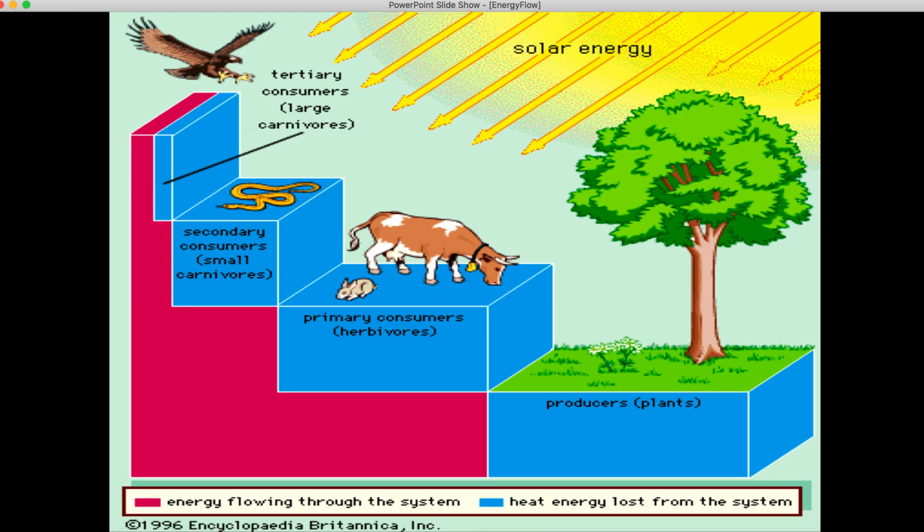Okay, so think about this in terms of numbers. Which one has the most? Well, we obviously know that there's more producers, the plants, and then there's fewer primary consumers when compared to the plants, and then there's fewer secondary consumers when compared to the primary consumers, and then fewer at the next level. Why is that the case? Because there's not as much energy that can be passed on, so it can't sustain the same amount of animals.